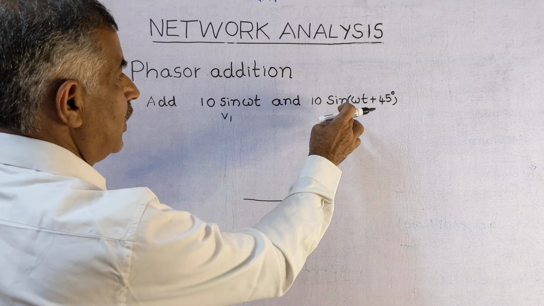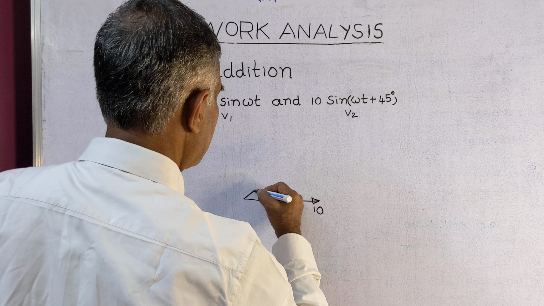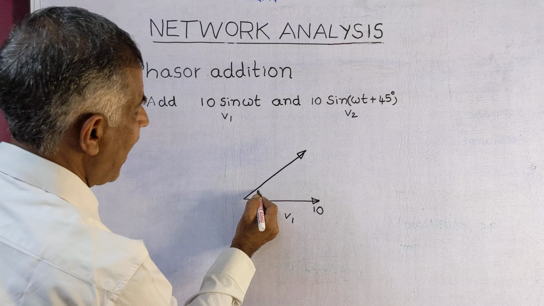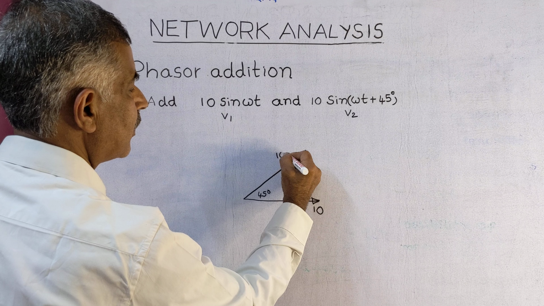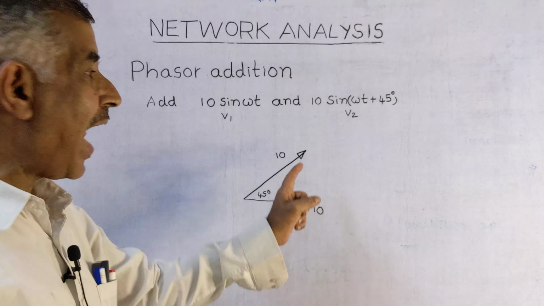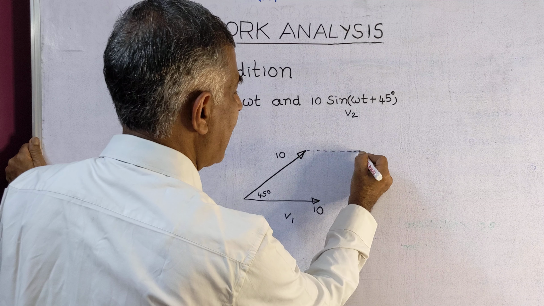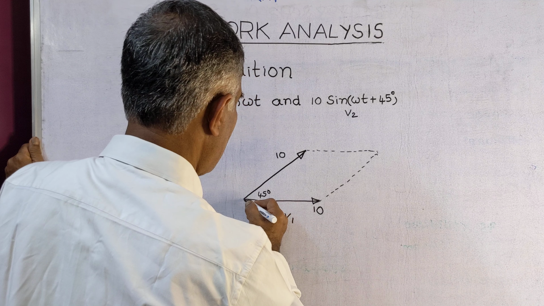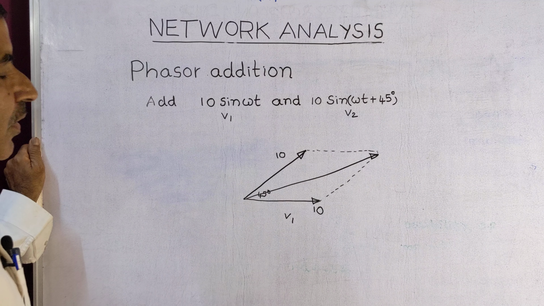Now sketch 10 sine omega t plus 45 degrees. This angle has to be 45 degrees, and this length is also 10. Now you have placed the phasors. To add these phasors, complete the parallelogram. On completing the parallelogram, we get this as the resultant.